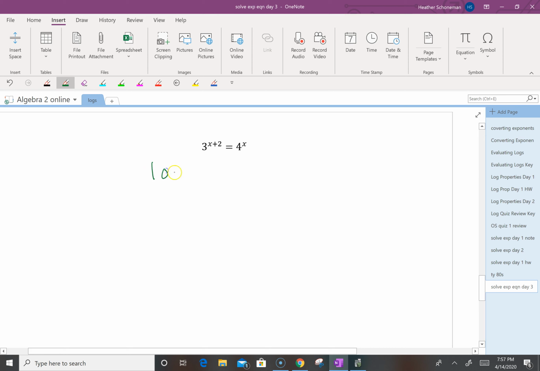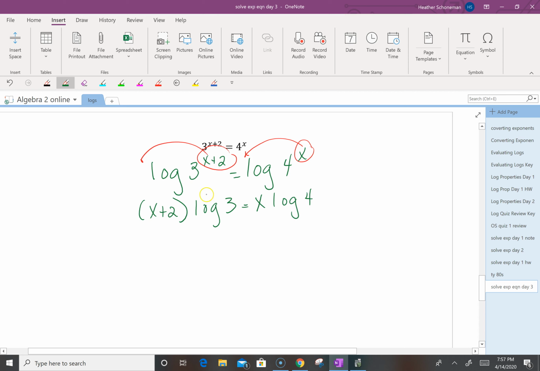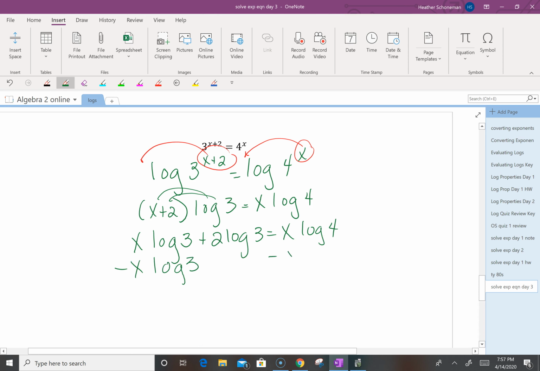Okay, take the log of both sides. Move the exponents out. So that gives me in parentheses x plus 2 times the log of 3 equals x times the log of 4. Next step, distribute. X times the log of 3 plus 2 times the log of 3 equals x log of 4. Move the x logs together. Subtract x log of 3 from both sides.